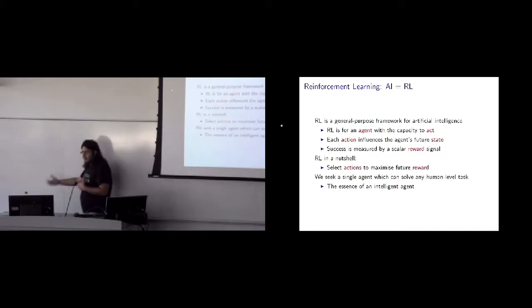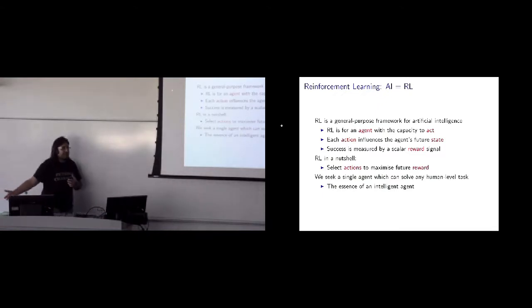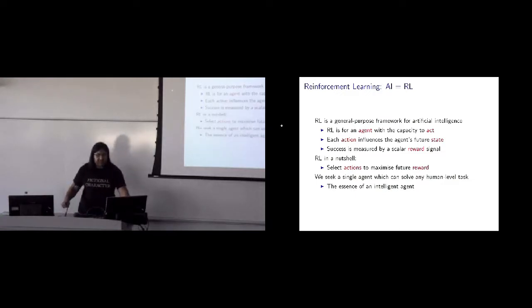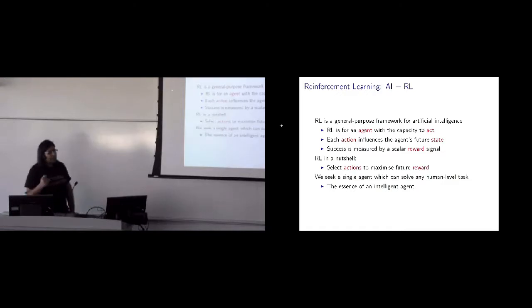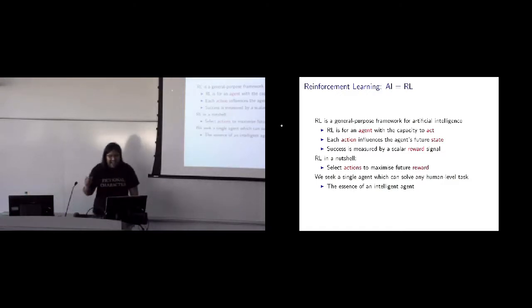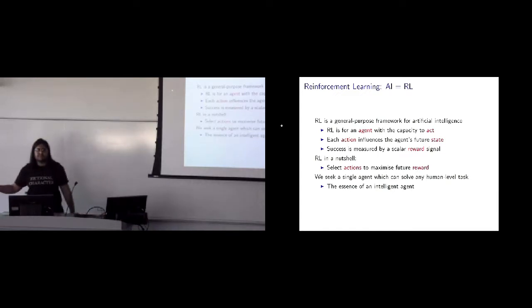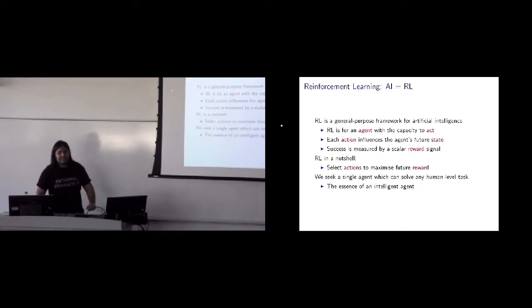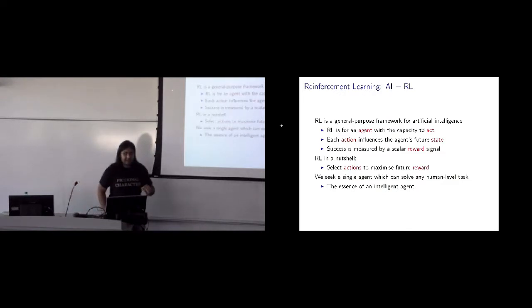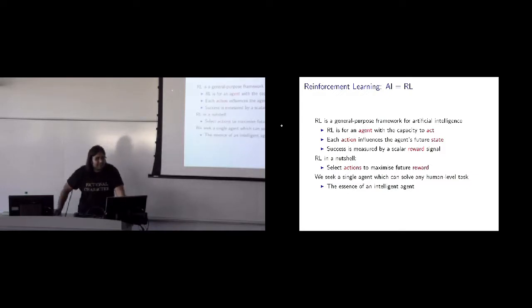Just like us, when we do something, we change the state of the universe around us. And success is measured by a scalar reward signal. In a nutshell, just to summarize, the job or the goal of reinforcement learning is to select actions that maximize future rewards. Does that make sense? Can you empathize with an RL agent? Is that what we do as human beings? How many of you believe that this is what your brain does when you're thinking? None. How many of you think that this is not what our brain does? Sarah, I'm sorry, I don't remember your name. Okay, why do you think that this isn't what our brain does?